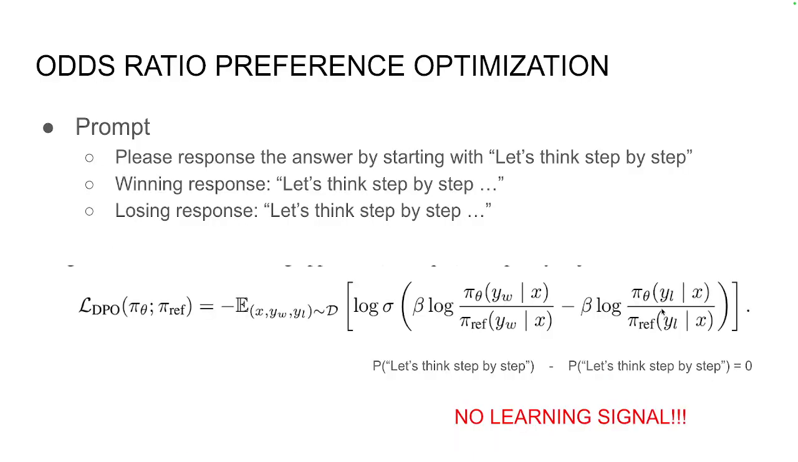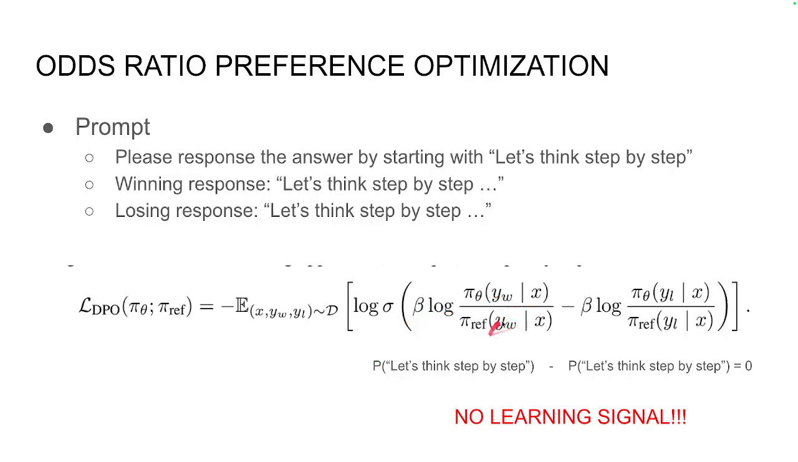Now let's move on to the next one, called odds ratio preference optimization. Before jumping into ORPO, let's think about something when you're doing DPO. Suppose you have a prompt: please respond to the answer by starting with let's think step by step. Your winning response starts with let's think step by step, dot dot dot, and completes the response. And your losing response is also let's think step by step, dot dot dot, let's say.